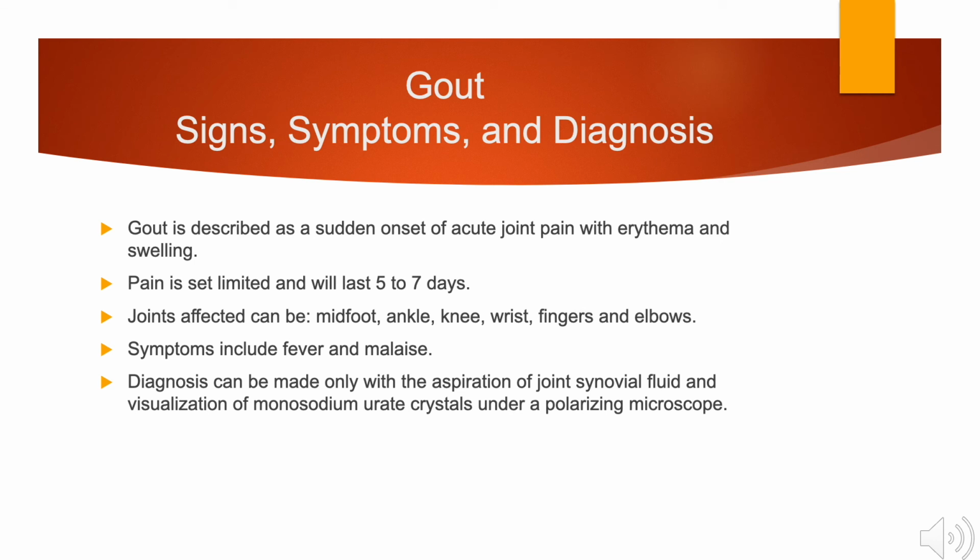Gout is described as a sudden onset of acute joint pain with erythema and swelling. This often occurs at night. Some patients state that they cannot stand the weight of a bedsheet or wearing socks. The pain is self-limited and will last 5 to 7 days. Joints affected can be the midfoot, the ankle, the knee, the wrist, fingers, and elbows. Symptoms include fever and malaise. Diagnosis can be made only with the aspiration of joint synovial fluid and visualization of monosodium urate crystals under a polarizing microscope.